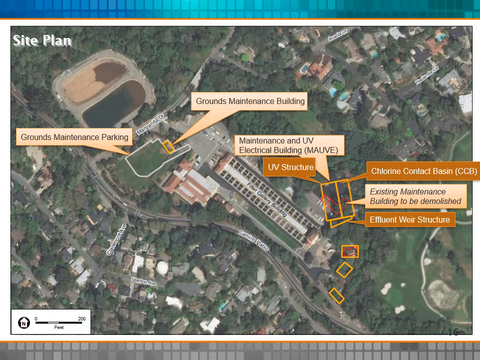The 3 underground components are called out in darker orange and are the ultraviolet disinfection or UV structure, the chlorine contact basin, the CCB, and the effluent weir structure, which will convey the treated drinking water to the Claremont Tunnel for west of Hill customers and to Los Altos Pumping Plant Number 2 for east of Hill customers.